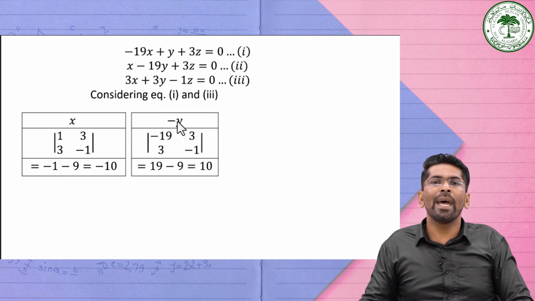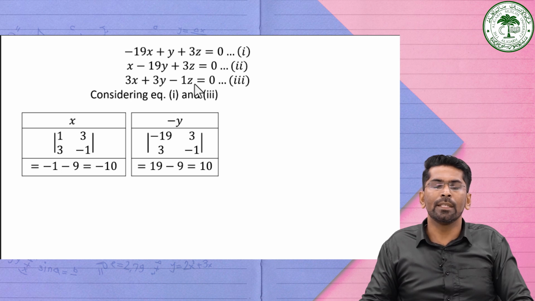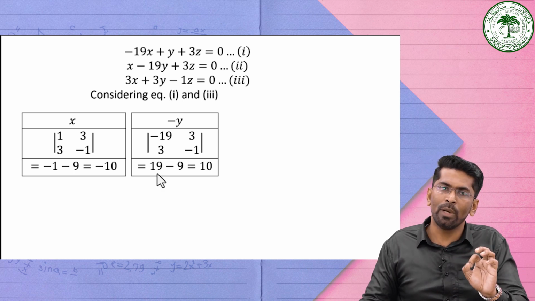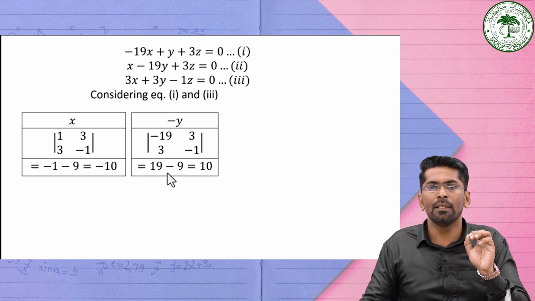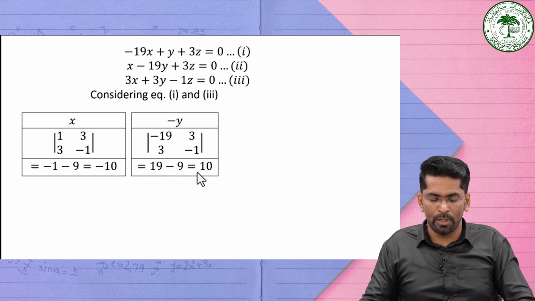Again we are taking the minus y. Minus is put here before y. Then crossing the y, taking only the coefficients of x and z of equation number 1 and 3. So it is minus 19, 3, 3 and minus 1. If you find the determinant value here, then it is minus 19 into minus 1 which is equal to 19, minus 3 into 3 which is equal to 9. So 19 minus 9 which is equal to 10.